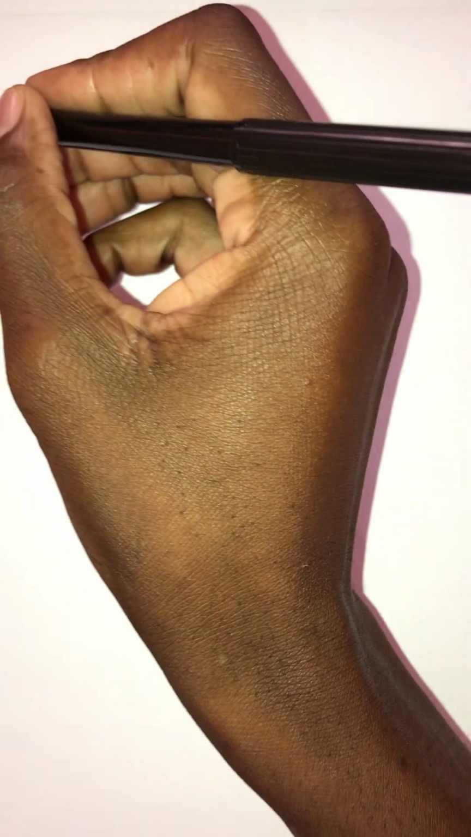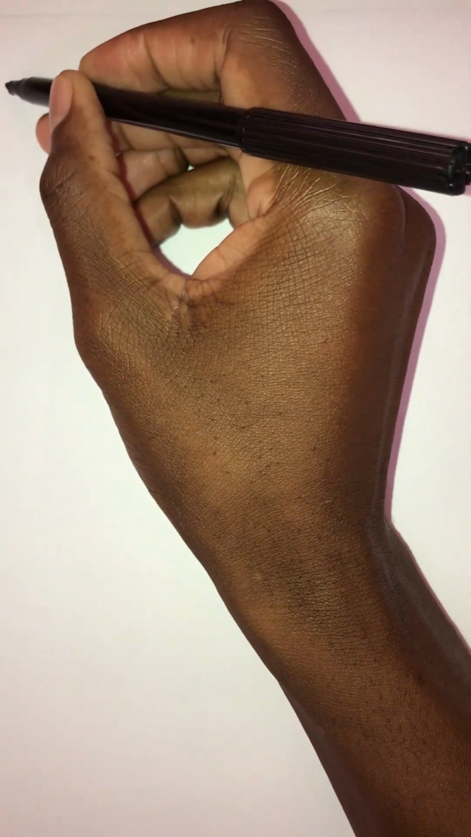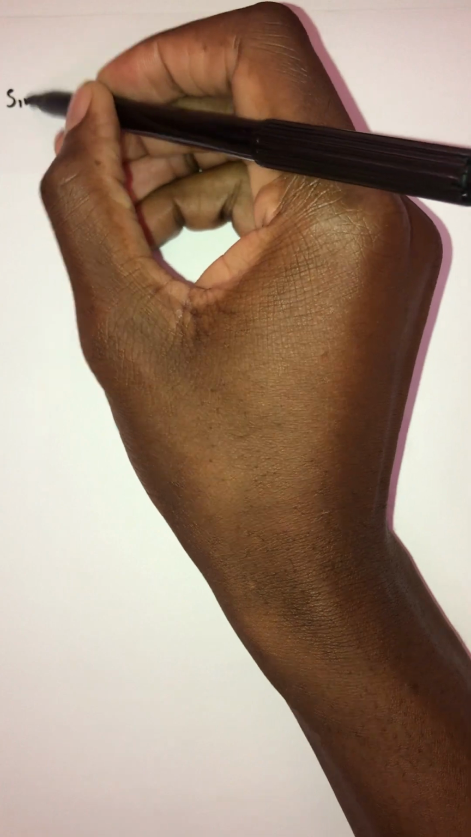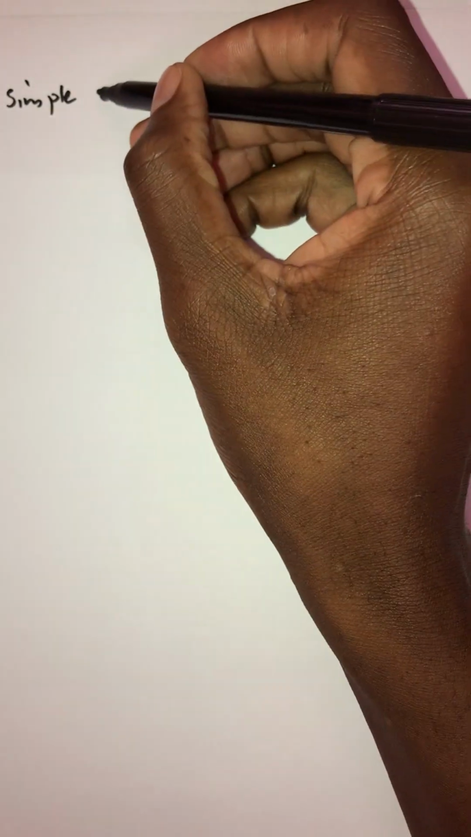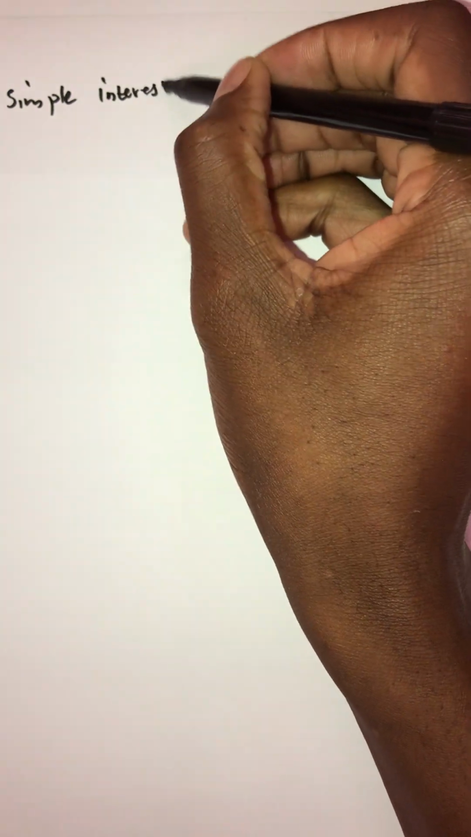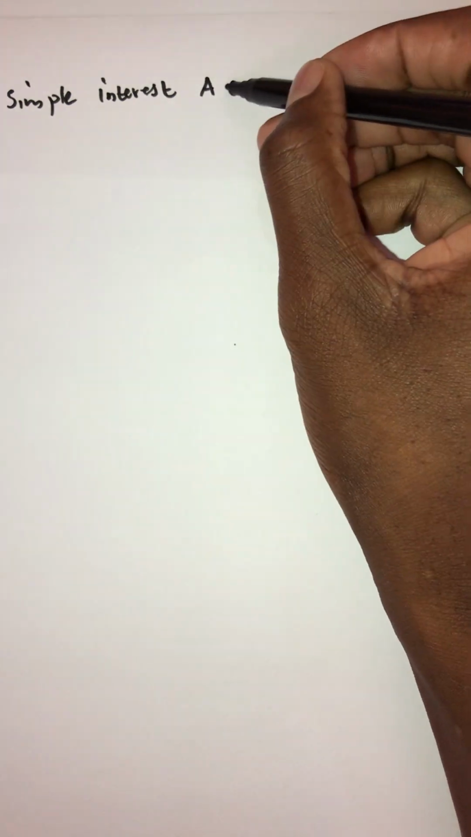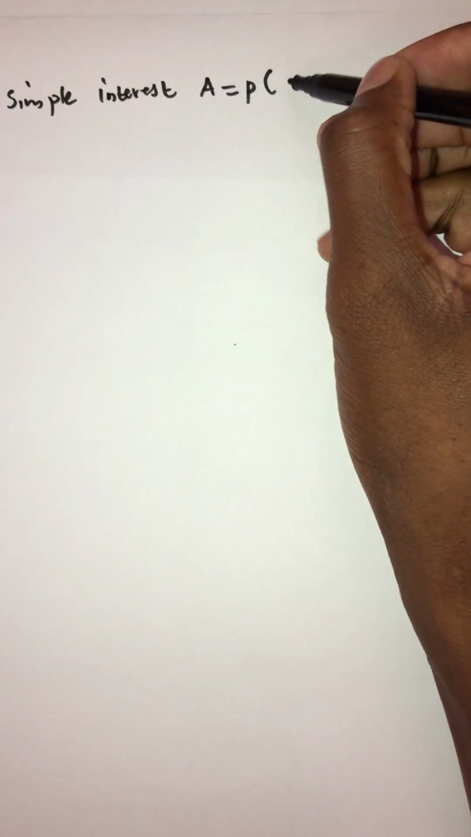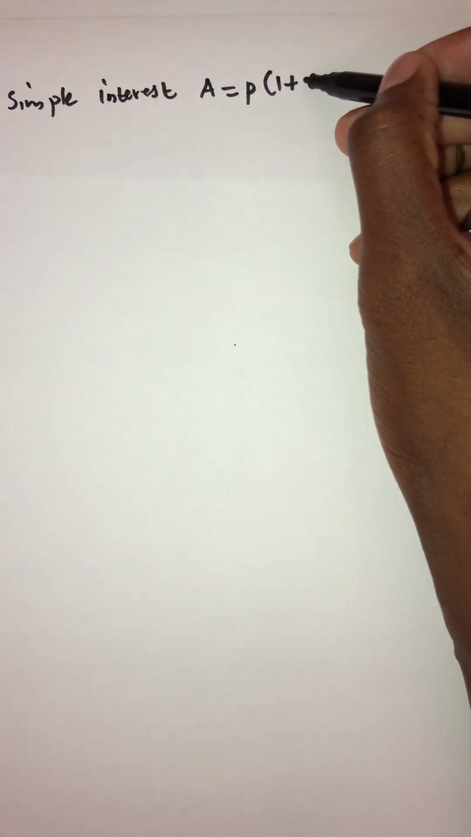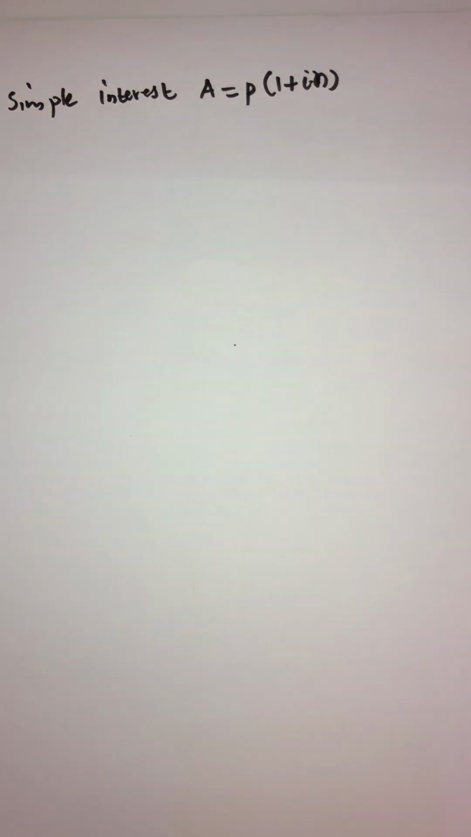So, we have this one, we call it a simple interest. So a simple interest is as what? A is equal to P(1 + i × n). This is our simple interest.